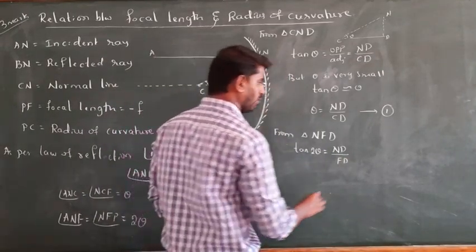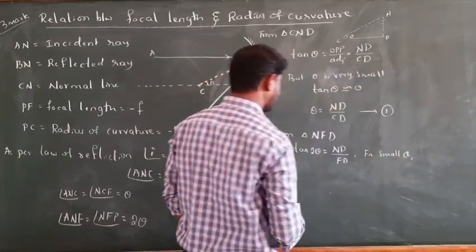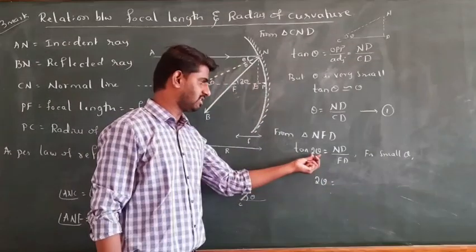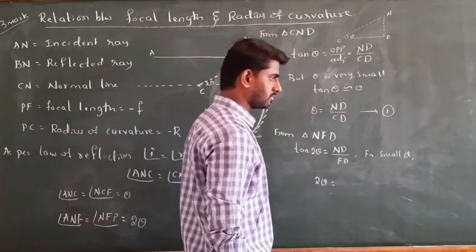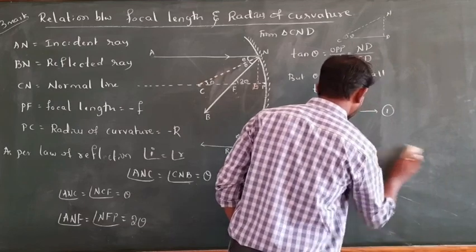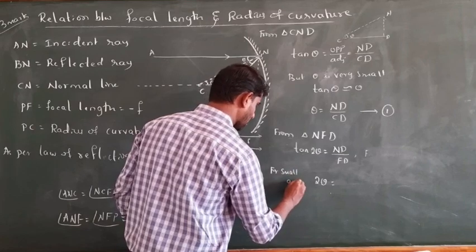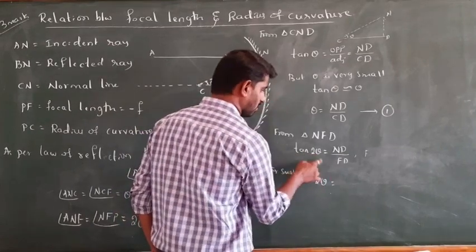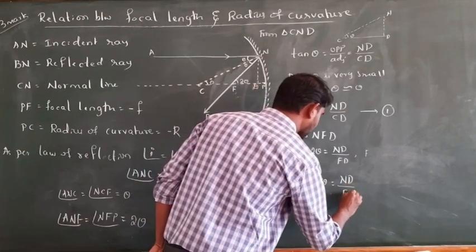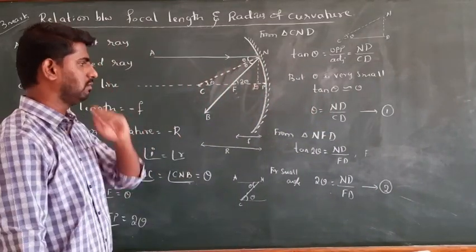Okay, so again for very small theta, again we will write only the angle, but it is not theta, this is 2 theta. Or you can write, for a small angle, 2 theta, so we remove the tan function. We have written only 2 theta is equal to ND divided by FD. So this is equation number 2.